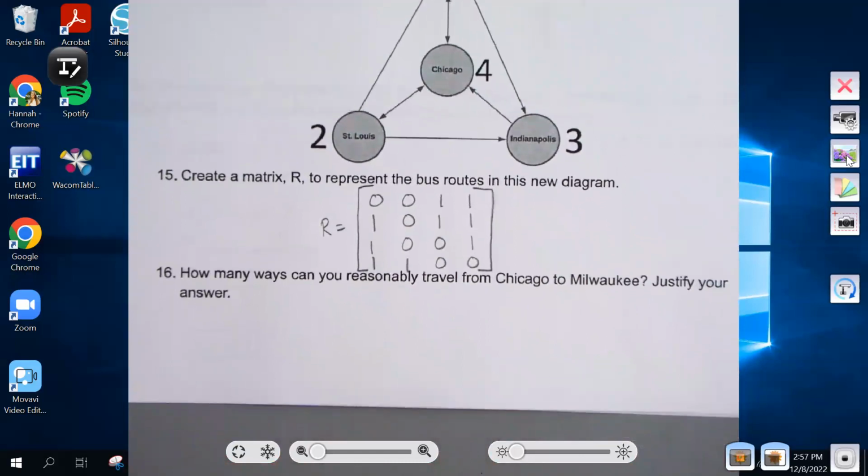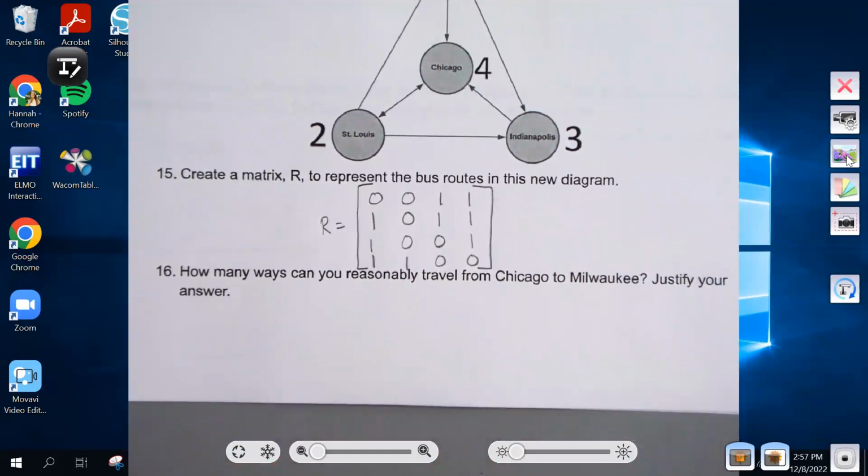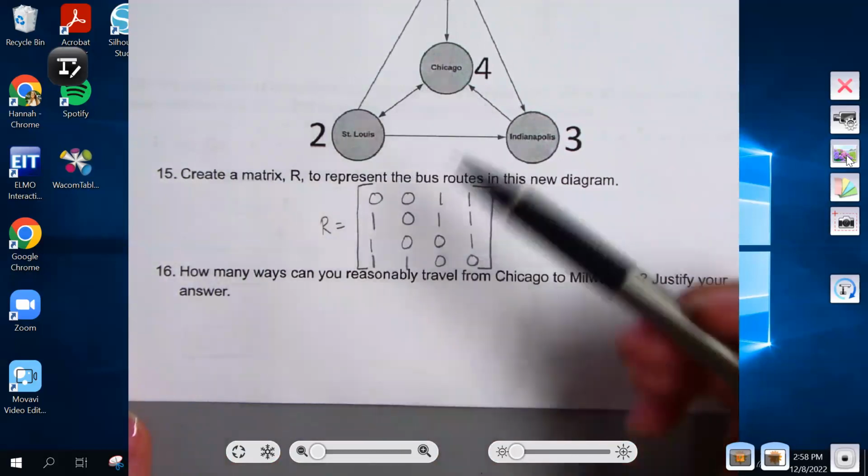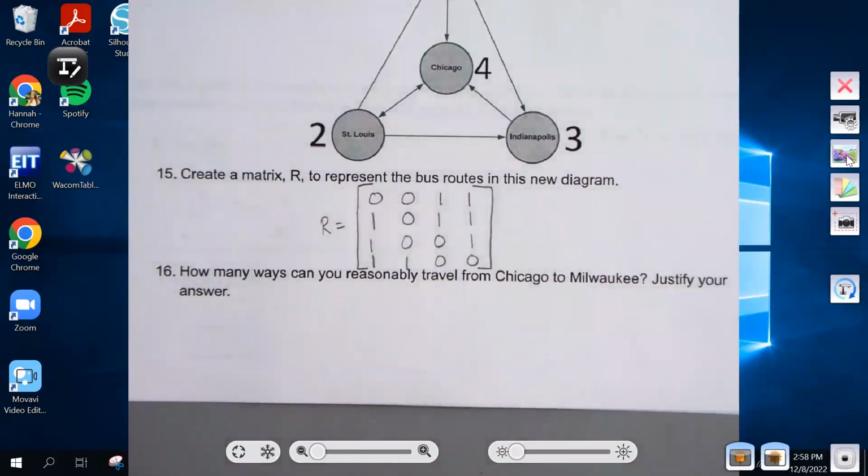Number 16, how many ways can you reasonably travel from Chicago to Milwaukee and justify your answer? So reasonably means you're not traveling back to Chicago for a second time before going to Milwaukee. So like, you're not going to go back and forth between Chicago and St. Louis 4 times before then going to Milwaukee. That's not reasonable. So how many ways can you reasonably travel? So again, justify your answer by drawing on the diagram, showing me that you used the matrix, or just listing out the routes. I'll do a couple of those. That way you can see what that might look like.